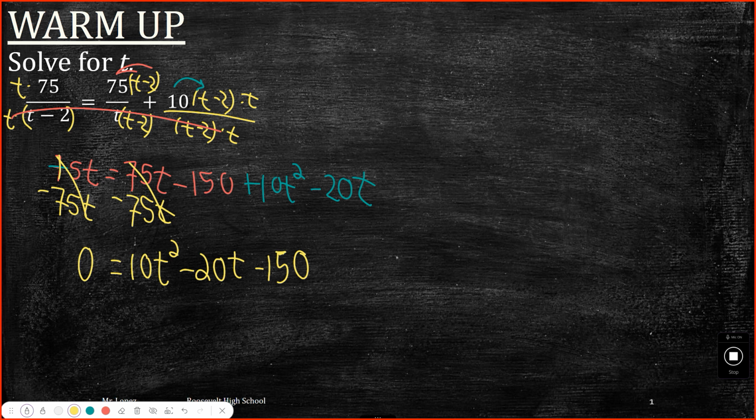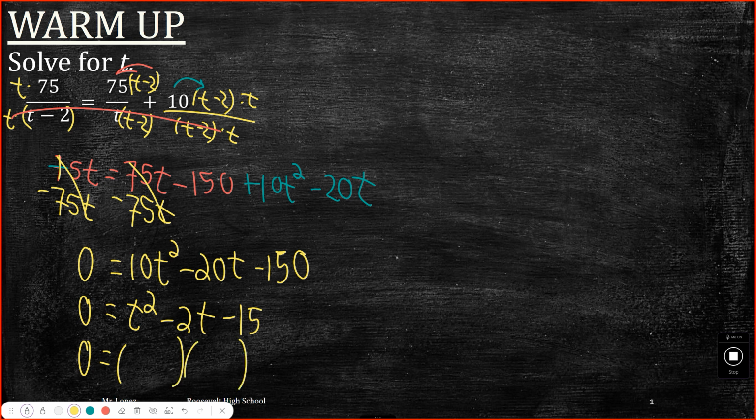Some people prefer to factor out a 10, which you could do. It's already set equal to 0. I'm just going to divide everything by 10. So 0 divided by 10 is 0. 10 divided by 10, t squared. Then what? Minus 2t? Then what? 150 divided by 10 is what? Negative 15. So we got 0 is equal to this.